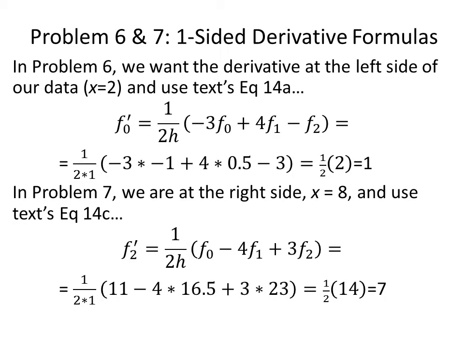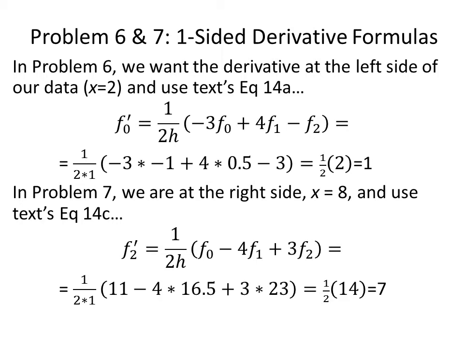In problems 6 and 7, we're using what are called one-sided formulas. We're looking at the information at the left side of our data set, where x is 2 in problem 6. And in problem 7, we're looking at the right side, where x is 8. In these cases, we have to use the appropriate formula. So at the left side, it's 14a. At the right side, it's 14c.